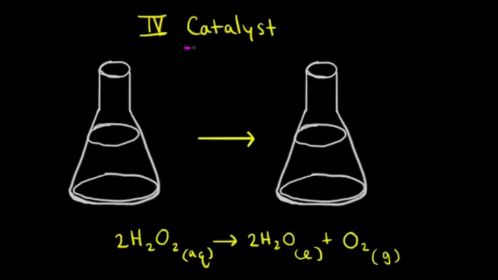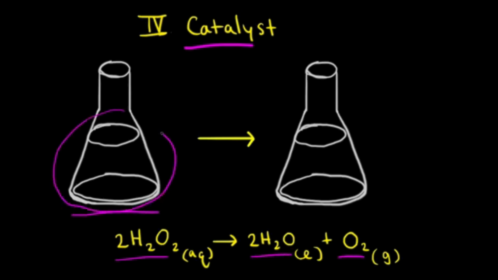A catalyst is another factor that can affect the rate of a reaction. Let's look at the balanced equation for the decomposition of hydrogen peroxide, which turns into water and oxygen. And let's say in our flask on the left, we have a solution of hydrogen peroxide. The hydrogen peroxide is decomposing at room temperature, but the reaction proceeds so slowly that we don't see it even happening. We can speed up the reaction by adding a catalyst.